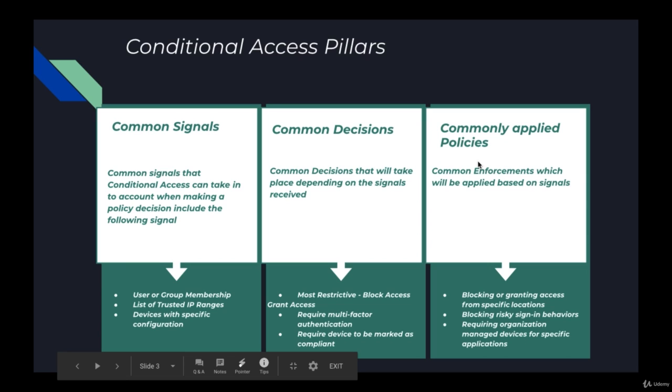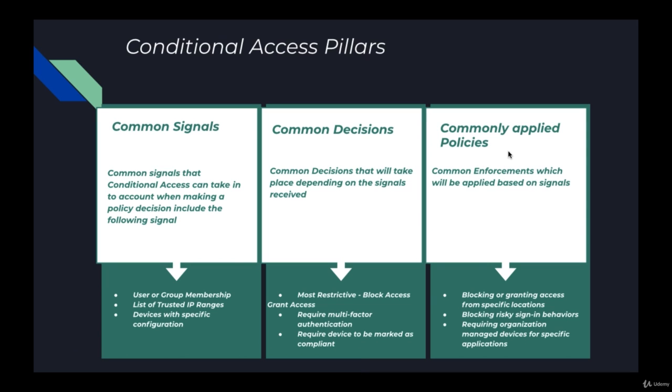Then these are the common applied policies. Many organizations have common access concerns, where they want access to work in a certain way only. That is where conditional access policies can help, like requiring multi-factor authentication for users with administrative roles, because they have privileged access and we don't want those users to be compromised. Then blocking risky sign-in behaviors. If the user's behavior is risky, we don't want that user to access the resources.